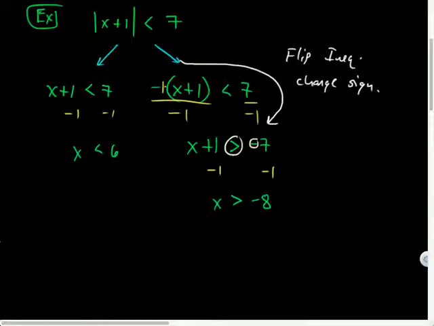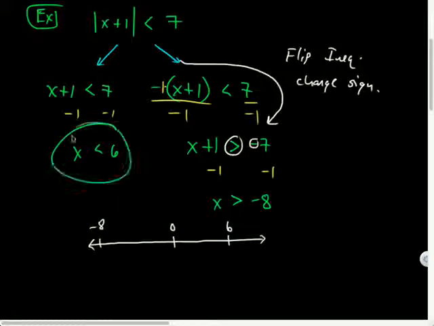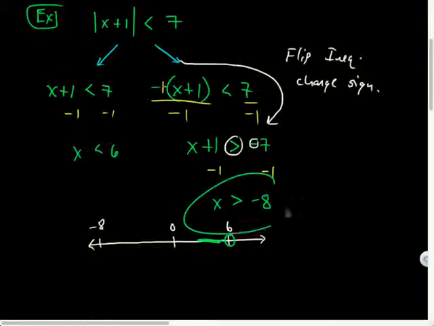Now, check this out. This is kind of interesting. Let's draw this on a number line and figure out what's going on here. So I've got 0 here probably. I've got 6 maybe over here. I've got negative 8 a little further in the other direction, right? Let's graph just this part right here first. What would that be? Open circle shaded to the left, right? And what would the other one be? Open circle shaded to the right.